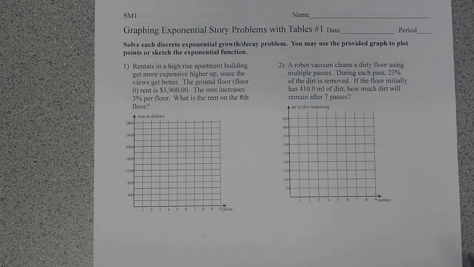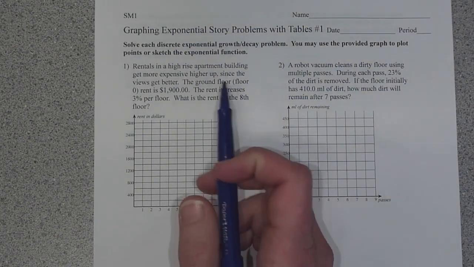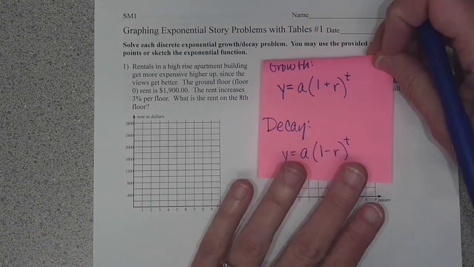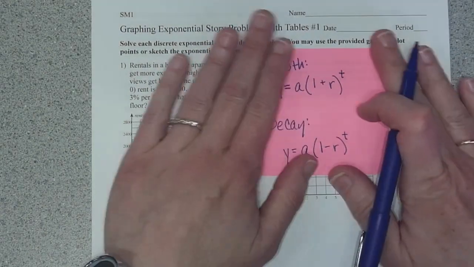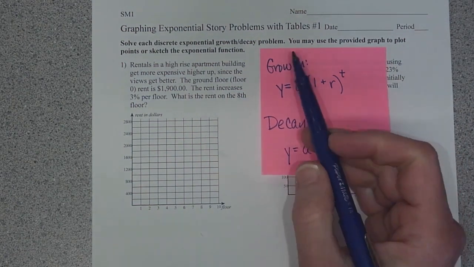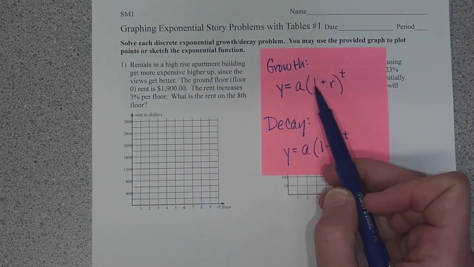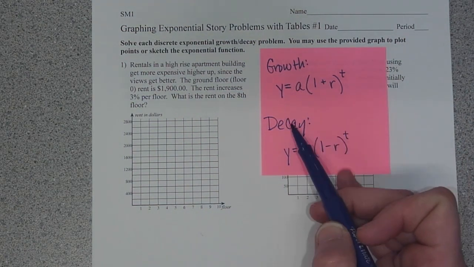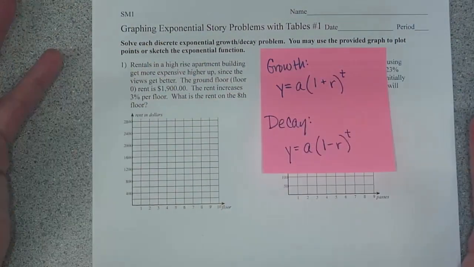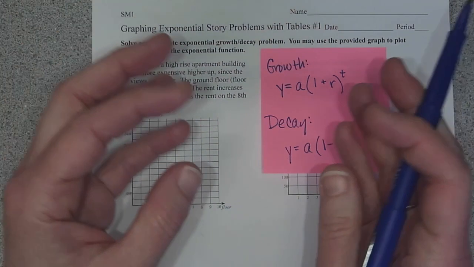Okay, so we're going to make a table, but first of all, let's make sure we know how to write our equations for these kinds of problems. We did this earlier in the year, but it's been a minute, so let's review. We've got these two equations, one for growth and one for decay. In the growth problem, you'll notice it has a plus, and in the decay problem, it has a minus, which makes sense because growth means we're getting bigger, whereas decay means we're getting smaller.